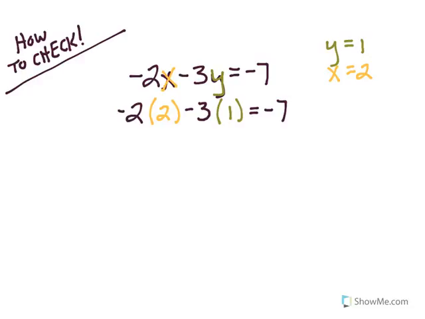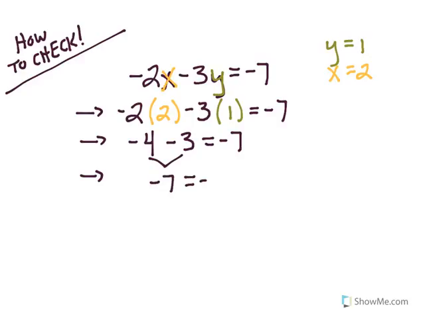So now we can go ahead and multiply. Negative 2 times 2 is negative 4. Negative 3 times 1 is negative 3. And then I'm going to bring down the equals negative 7. Now I can combine these terms here. Negative 4 minus 3 is negative 7.